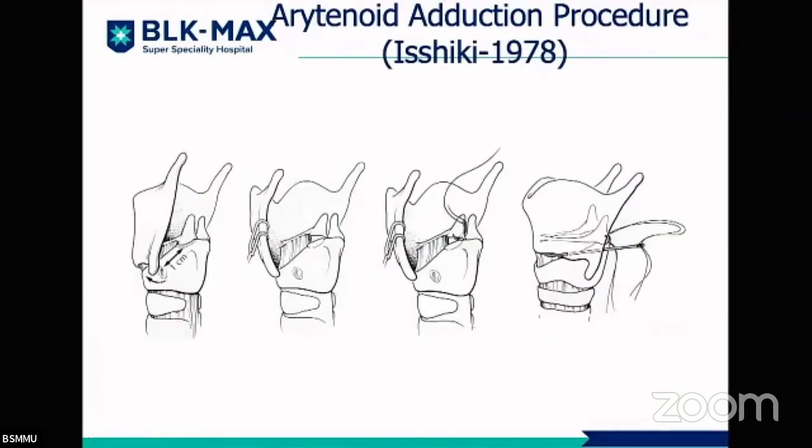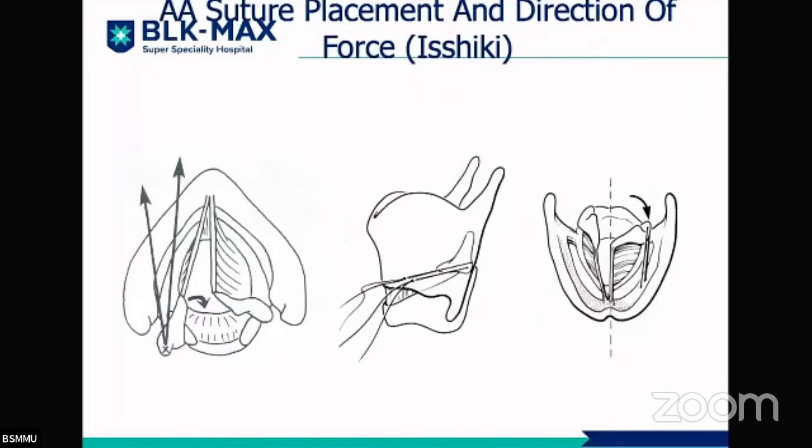So what Isshiki, again in '78, found out was something called the arytenoid reduction procedure. What he used to do is dislocate the cricothyroid joint and then go in and take a suture through the muscular process of the arytenoid and bring it out anteriorly so that the arytenoid rotates on its axis. This will mimic the lateral cricoarytenoid muscle. So this is the vector and it rotates. Once it rotates, the vocal cord comes to the midline. You take a figure eight suture.